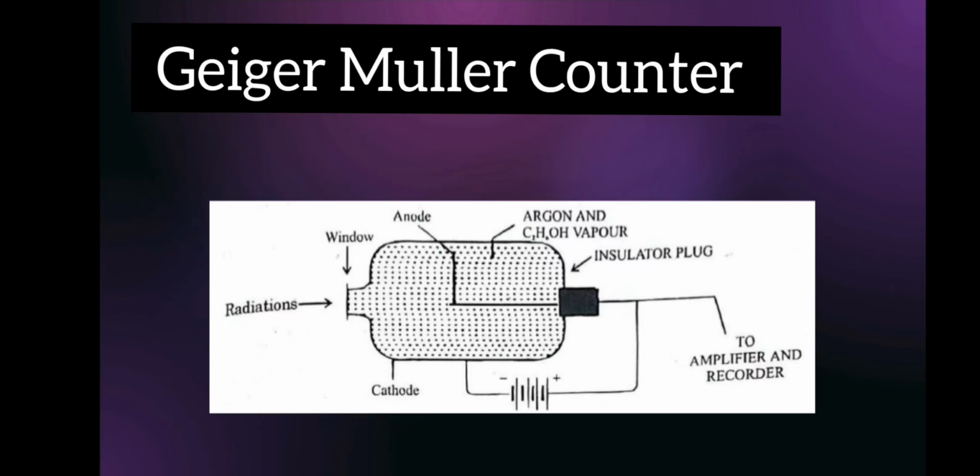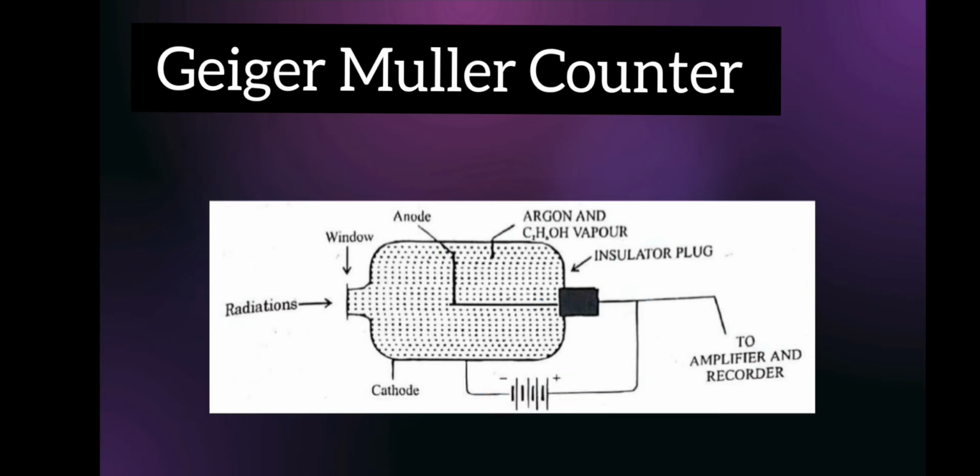The diagram, as you can see here, the wall of this chamber is actually a cathode, and this wire inside is the anode. The radiations come inside the chamber through this window, and this cathode and this anode are connected to a battery.